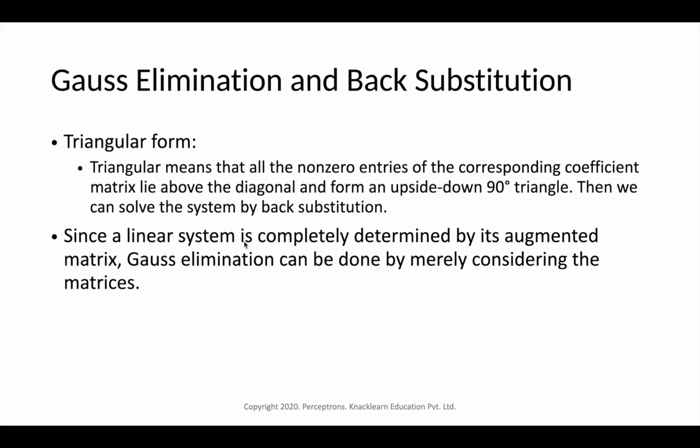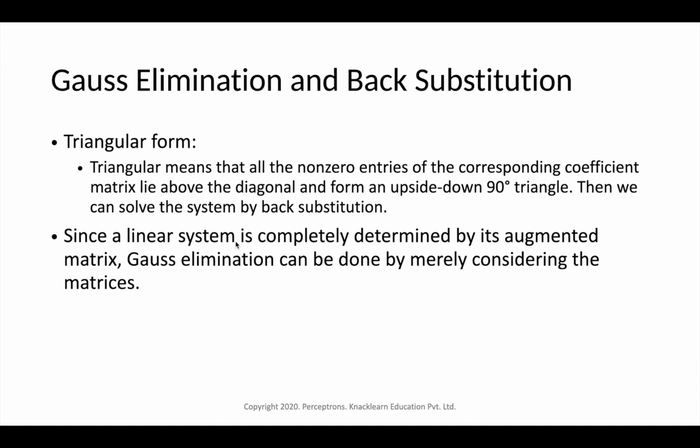Now next I will be discussing Gauss elimination and back substitution. In Gauss elimination we perform elementary row operations to figure out the solution for a matrix. Here the matrix should be in triangular format. Triangular means that all the non-zero entries of the corresponding coefficient matrix lie above the diagonal and form an upside down 90-degree triangle. Then we can solve the system by back substitution. If it is forming a triangle, we can do back substitution and find the unknown values.